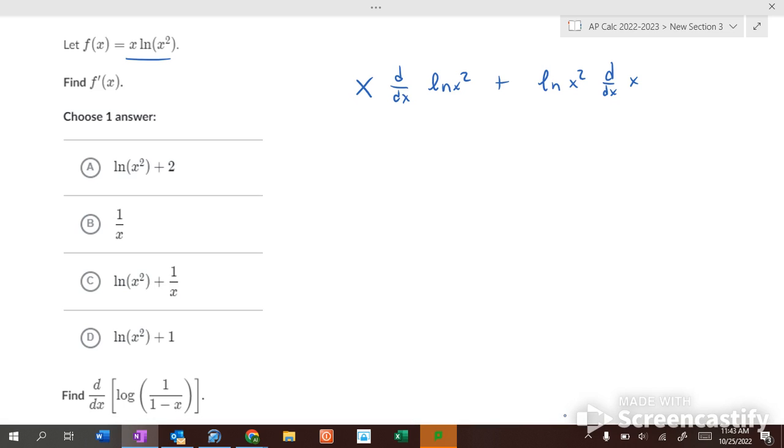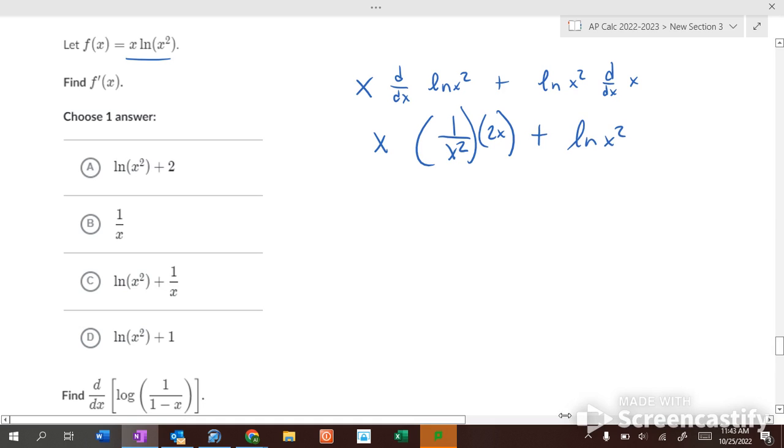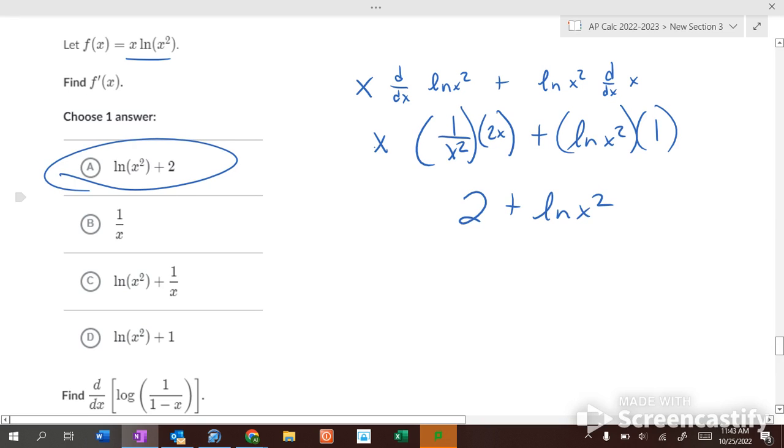Okay? So it's x times 1 over x squared times the first derivative of x squared, which is 2x, plus the ln of x squared times 1. So what's 2x over x? Well, 2x times x is 2x squared, divided by x squared is just 2. So it's 2 plus the ln of x squared, which is that one. Okay?